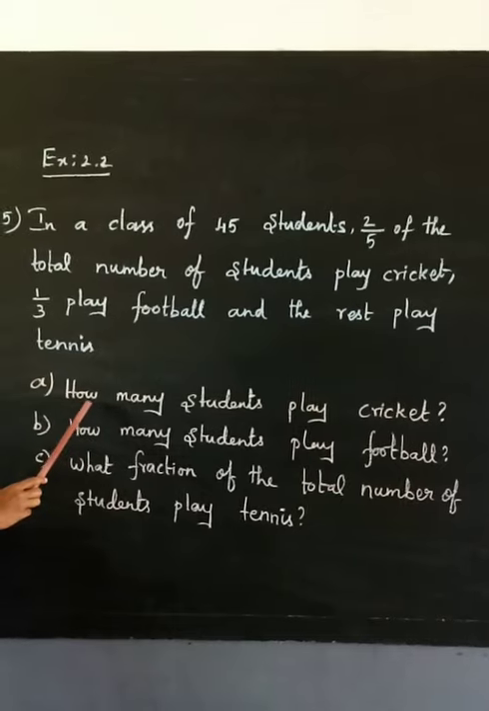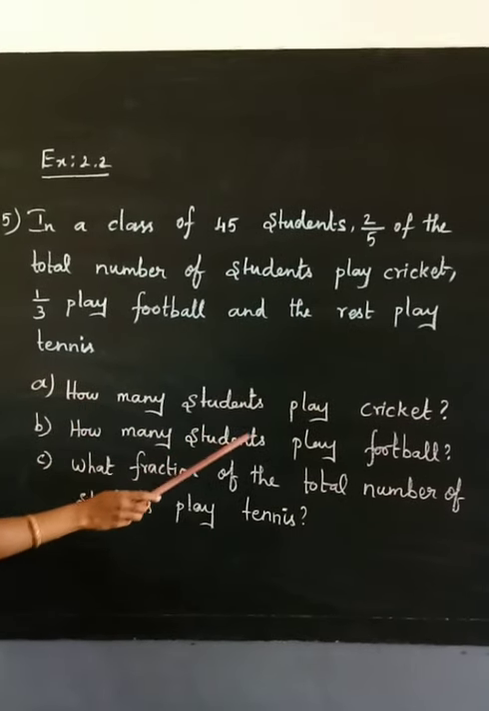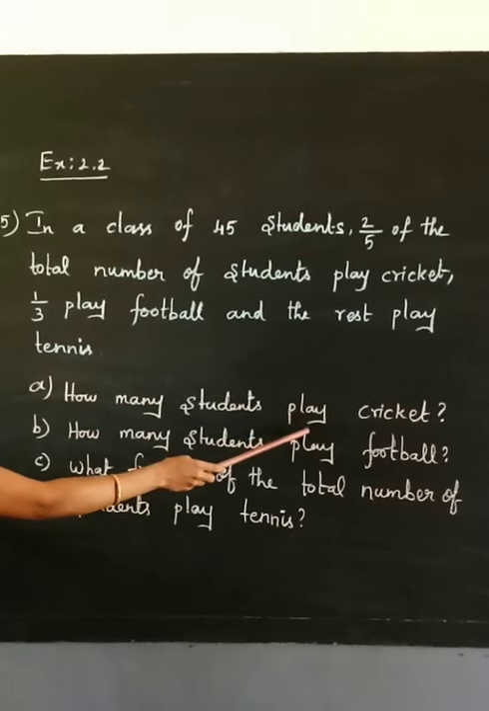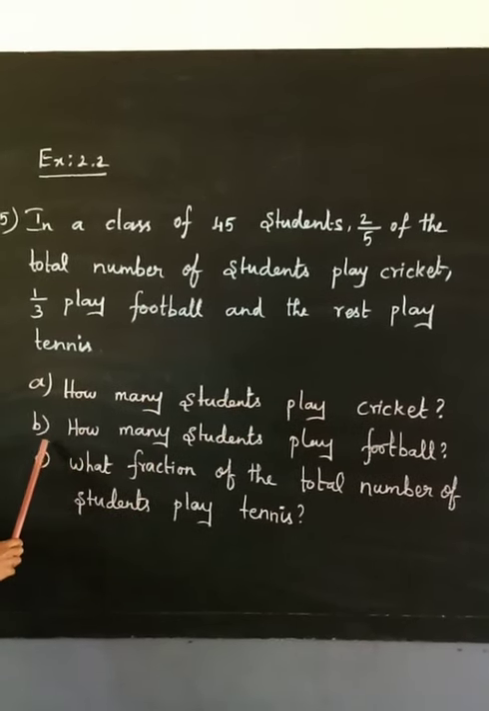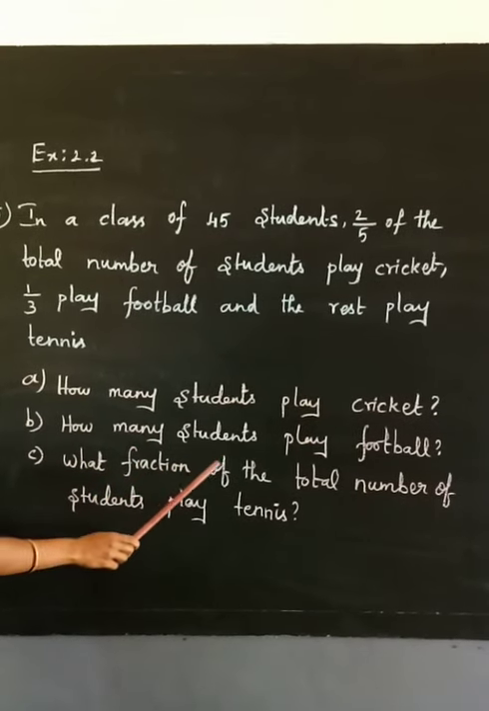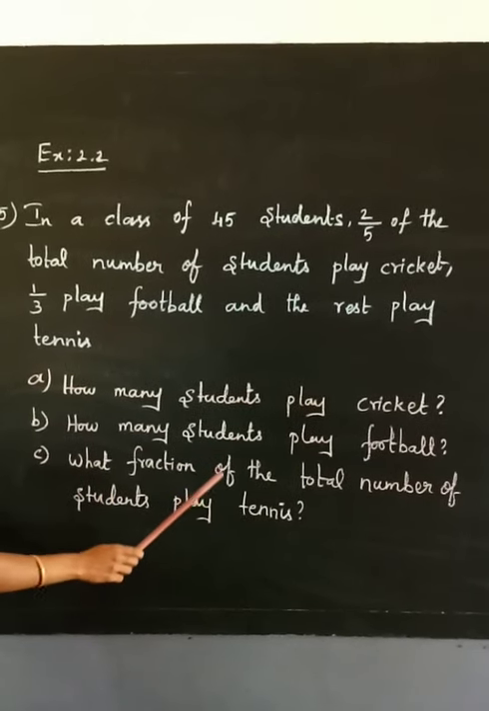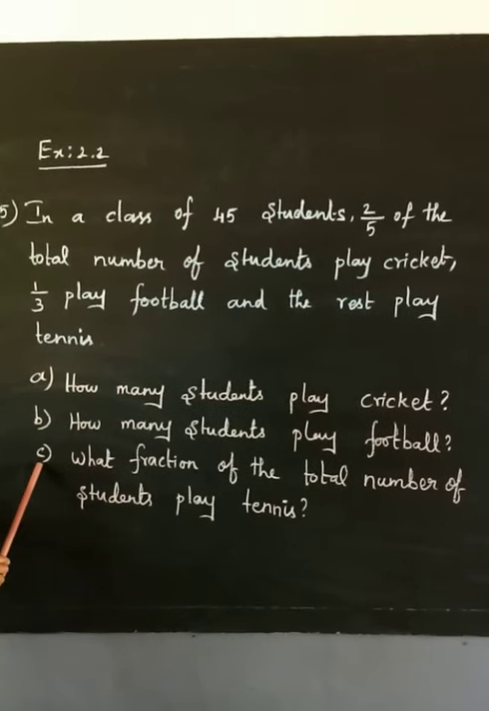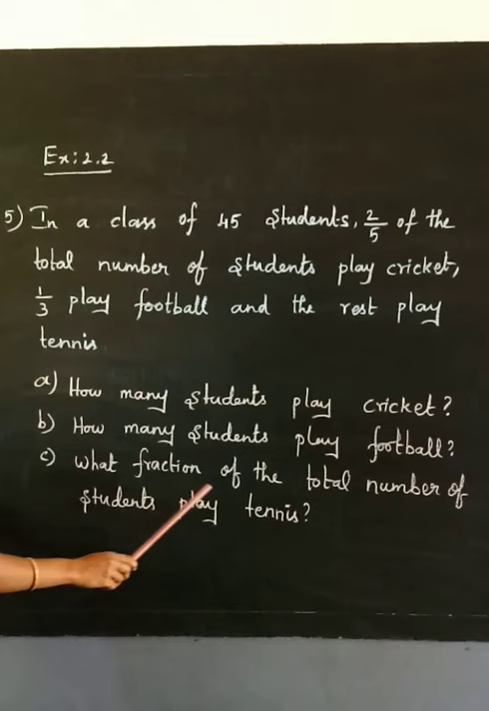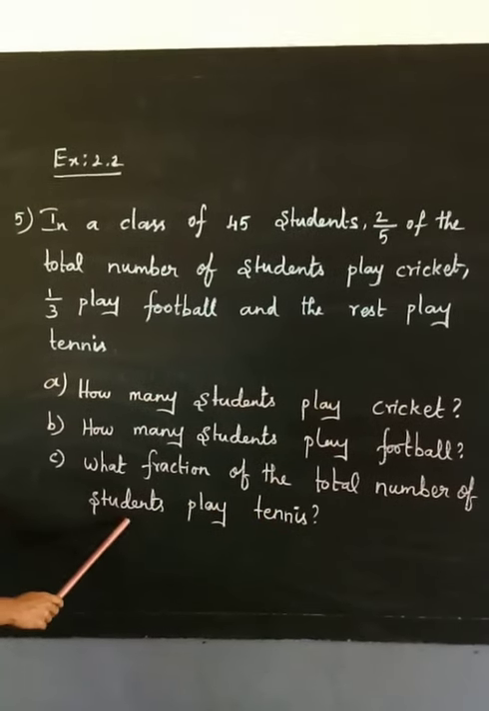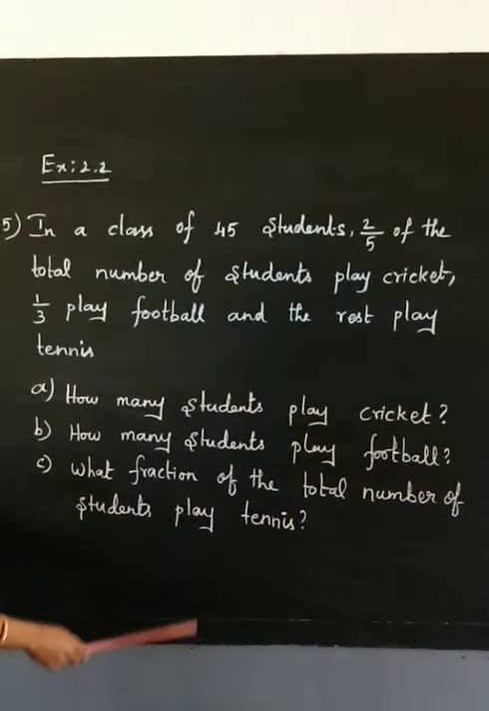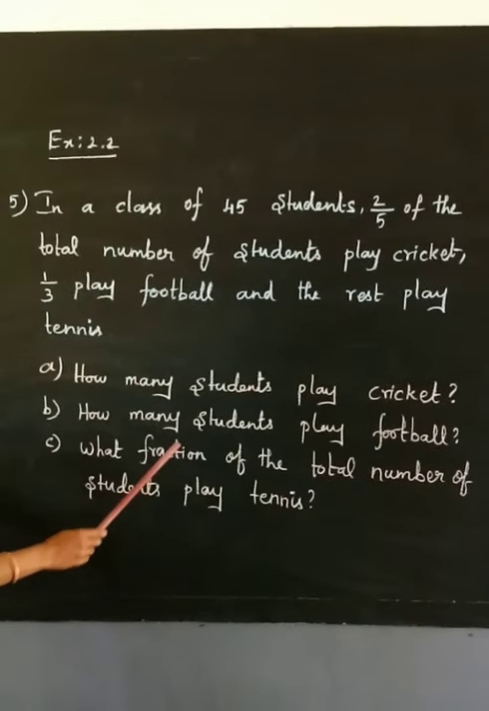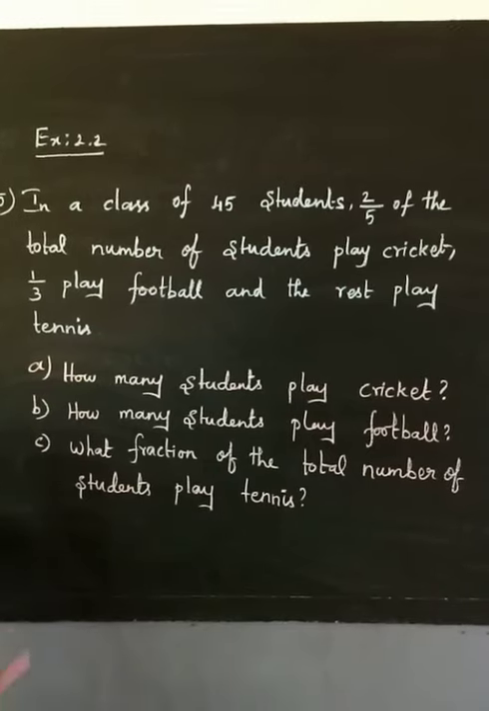First one, A: how many students play cricket? We have to find, among the total students, how many play cricket. Then B: how many students play football? We have to find how many play football among the 45 students. And question C: what fraction of the total number of students play tennis? We have to find how many students play tennis and also the fraction form of tennis.